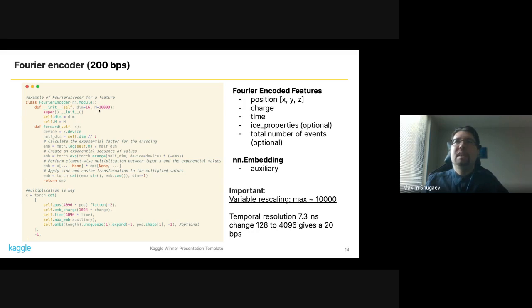However, there is one important trick here: the variables should not be scaled to the commonly used 0 to 1 range or unit norm, but instead should be scaled to a range with a maximum value of approximately 10,000 to maximize the resolution of this soft discretization. Could you go to the next slide?